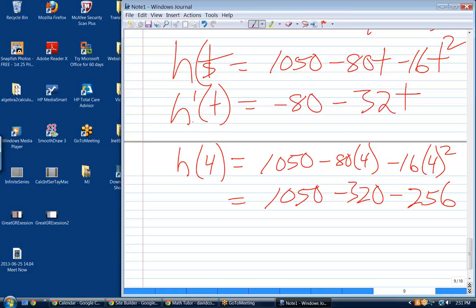And what they're saying is, what is h prime of 4? In other words, h prime being the instantaneous velocity as a function of t. So whatever t you want to plug in here, it'll tell you exactly what its velocity is. Notice that at time 0, its velocity is minus 80, which was the original premise of the problem. The stone is thrown with a downward velocity of 80 feet per second.